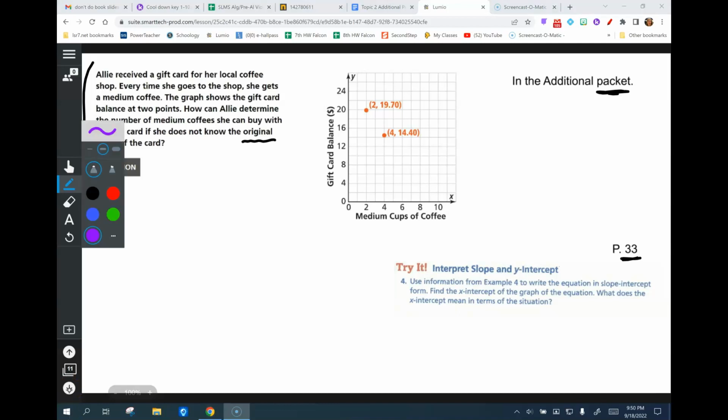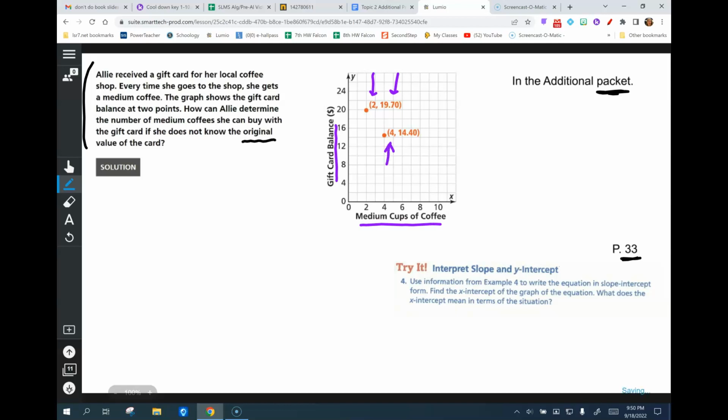First, let's just talk about what the ordered pairs mean. Okay, so look down here. Medium cups of coffee, that's your X value, right? So at 2 cups of coffee, the card was $19.70. This is the Y value, your card balance. So then this tells you that you have had 4 cups of coffee and that now the balance is $14.40. Okay, so just so that we know what these things mean.